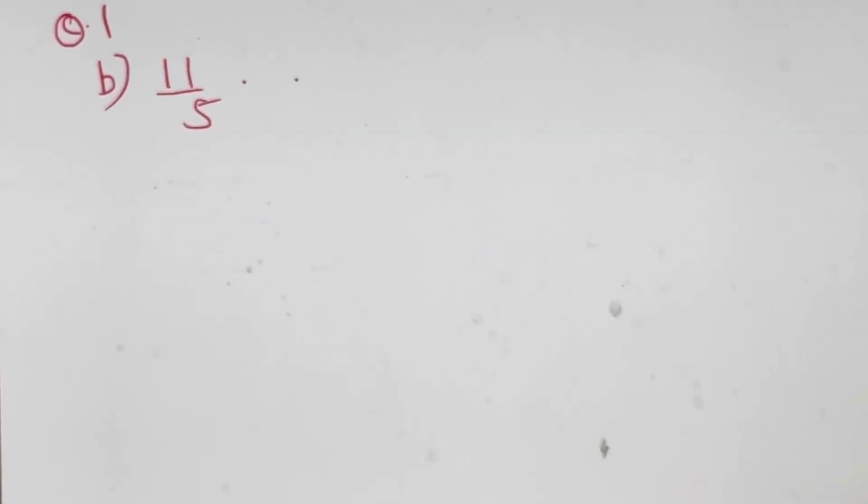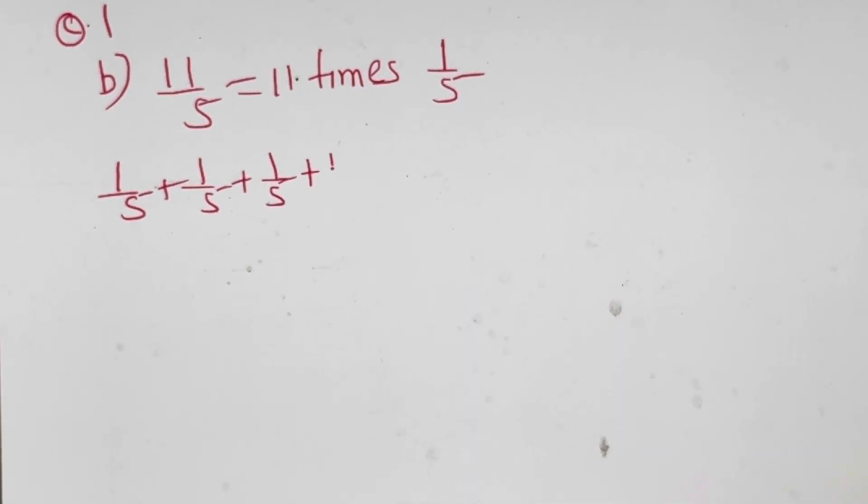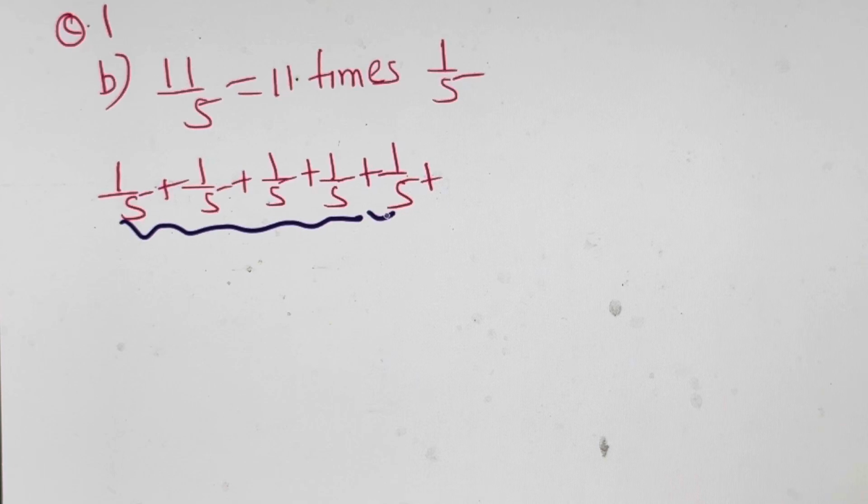Question number 1b, 11 upon 5. 11 upon 5 means 11 times 1 upon 5. So 1 upon 5 plus 1 upon 5 plus 1 upon 5 plus 1 upon 5 plus 1 upon 5. 5 times 1 upon 5 will make 1 whole. This you need to remember. Whatever is the denominator, if it's a unit fraction, that many times make 1 whole. So 5 times 1 upon 5 will make 1 whole.